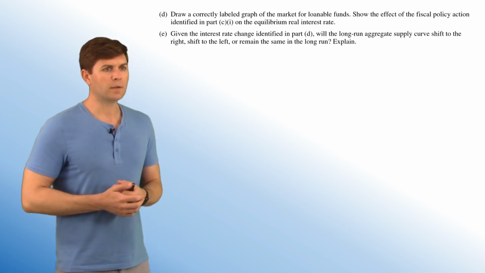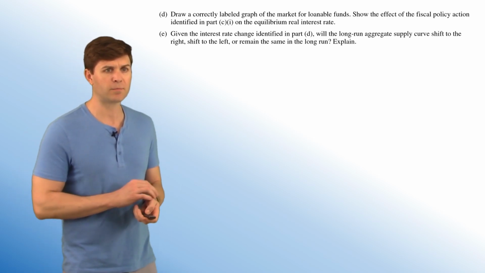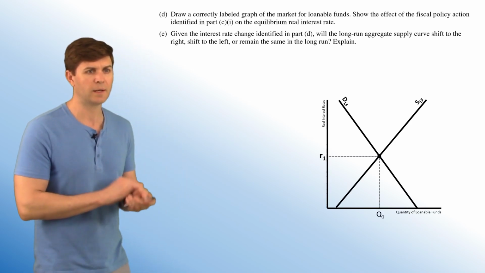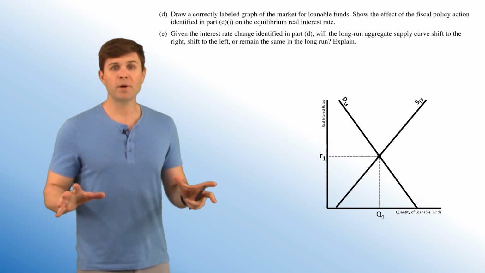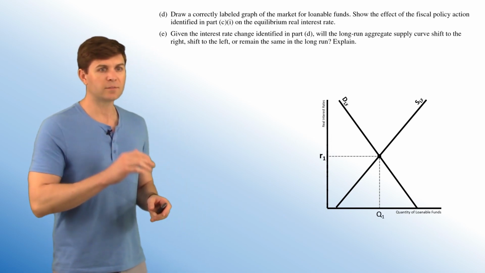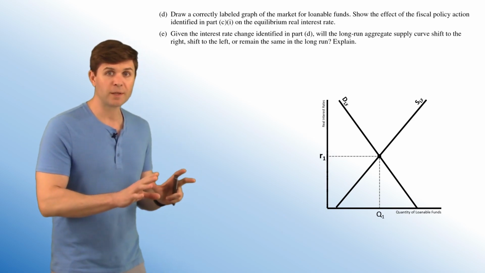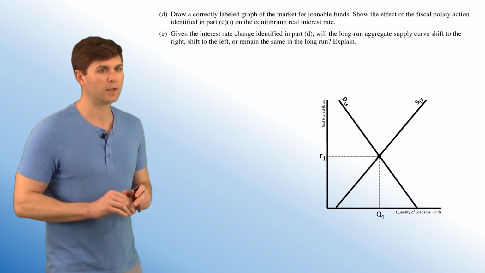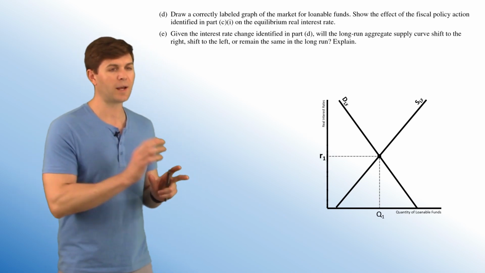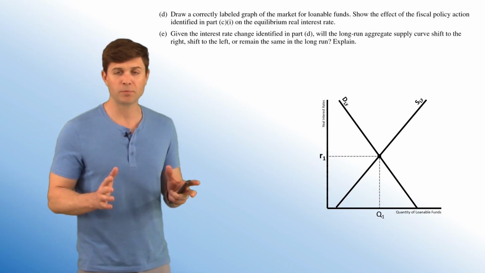All right, Part D. Draw a correctly labeled graph of the market for loanable funds. Show the effect of the fiscal policy action identified in Part C on the equilibrium interest rate. All right, now, loanable funds market, you want to have your demand for loanable funds, D of LF, S of LF, and you're going to want to have your vertical axis with the real interest rate labeled. You got to have that real on the loanable funds. On the money market, you can just have interest rates, but on the loanable funds, you got to have real interest rates. And on the horizontal axis, you've got the quantity of loanable funds.